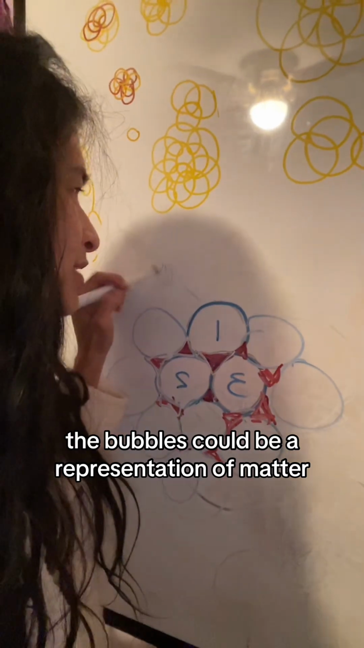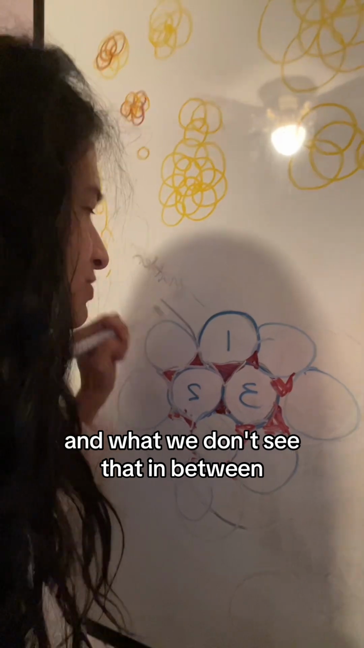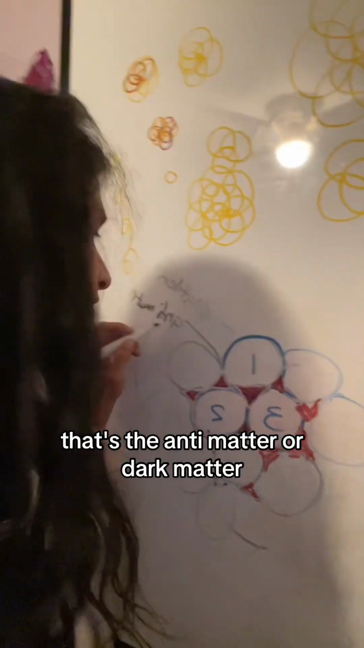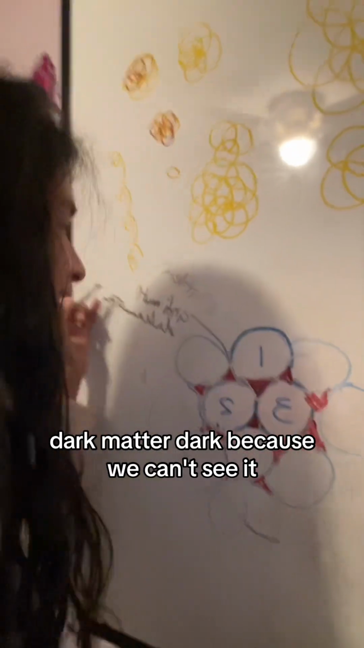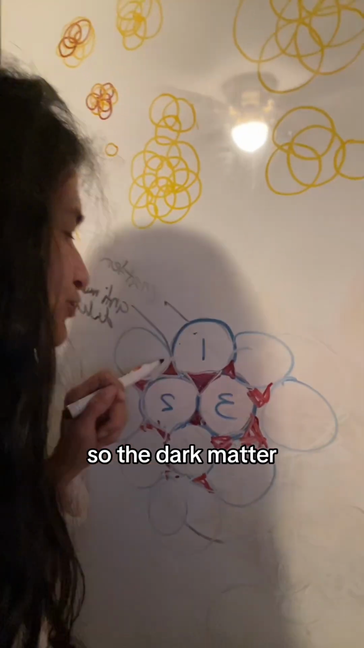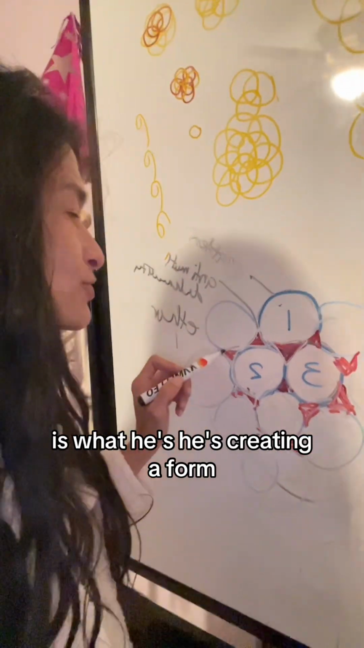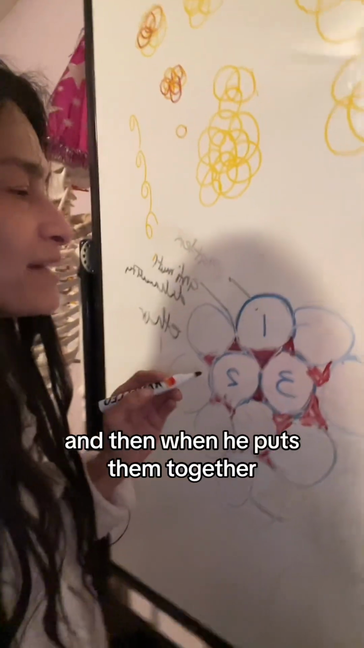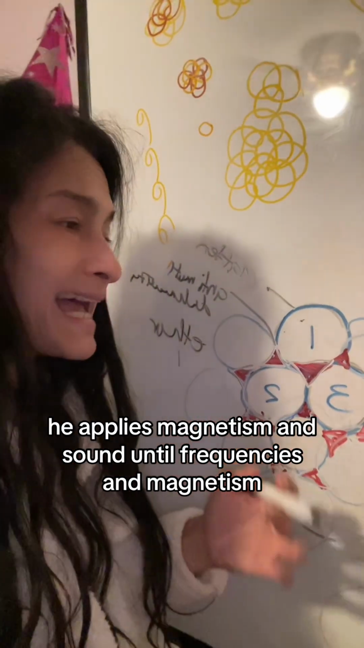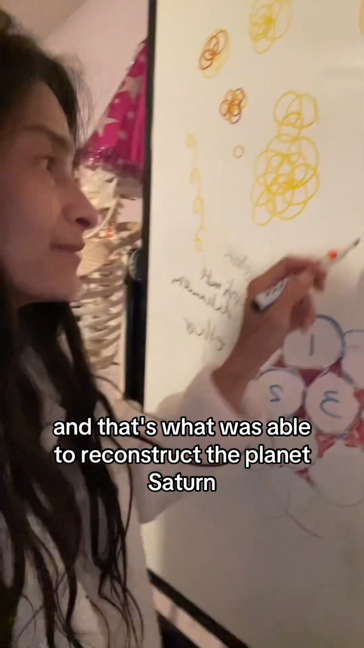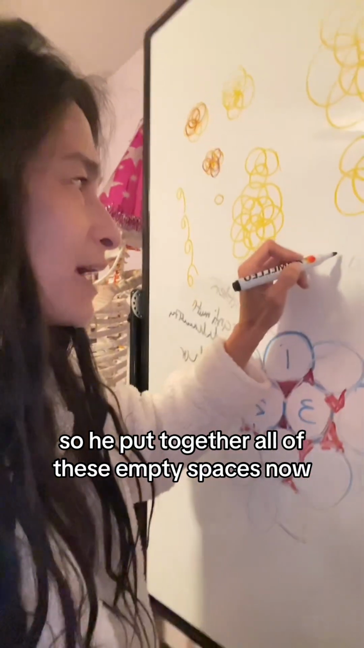The bubbles could be a representation of matter, and what we don't see, that in-between stuff in between the spheres, that's the antimatter or dark matter. Dark because we can't see it. And the other stuff, the bubbles, that's light. That's sound. That's what we can see. That's what's visible. So the dark matter, what he's talking about, ether, which he's saying he wants to patent, is what he's creating a form, a cast of, all of the dark matter, the spaces in between. And then when he puts them together, he applies magnetism and sound, so frequencies and magnetism, and that's what was able to reconstruct the planet Saturn. So he put together all of these empty spaces.